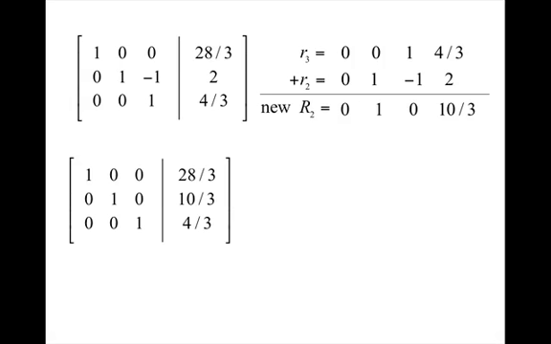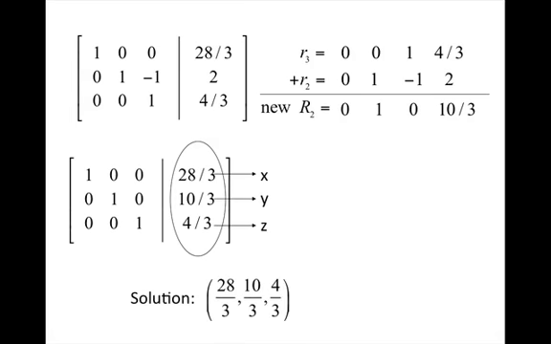Now I have the identity matrix for my coefficient matrix. So I can look at my constants to get my solutions. So x equals 28/3, y equals 10/3, and z equals 4/3. So I write this as an ordered triple: 28/3, 10/3, and 4/3.